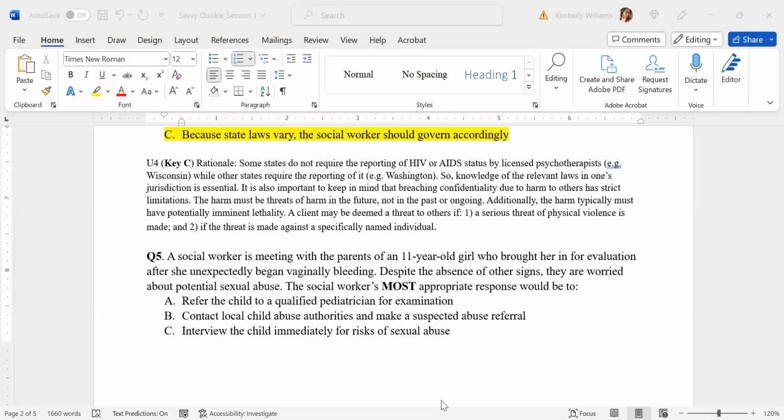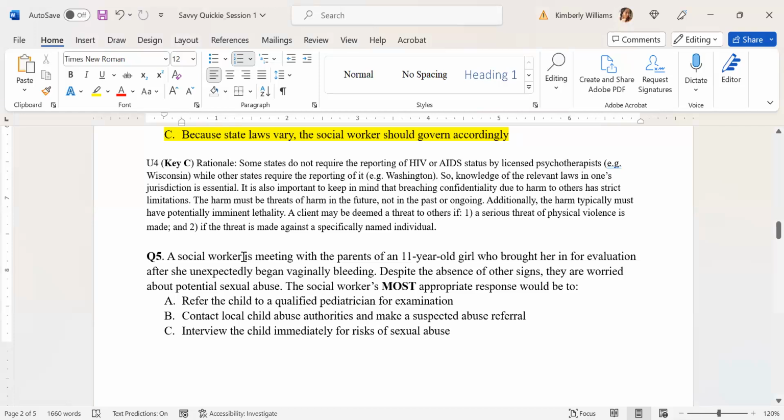All right, moving along to the next one. A social worker is meeting with the parents of an 11-year-old girl who brought her in for evaluation after she unexpectedly began vaginally bleeding. Despite the absence of other signs, they are worried about potential sexual abuse. The social worker's most appropriate response would be to.